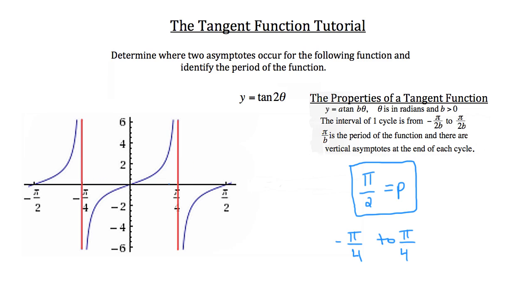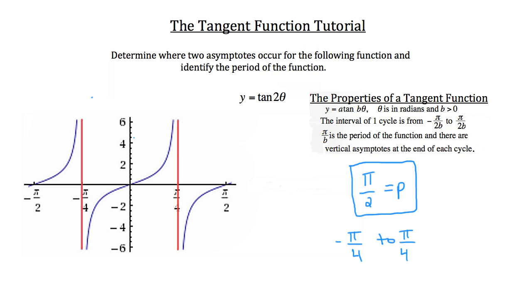Now our vertical asymptotes are just going to occur at the end of each cycle. So I'm going to go ahead and do those vertical asymptotes at negative pi over 4 and pi over 4. Those asymptotes are the lines that this tangent function's cycles are going to approach but never touch.